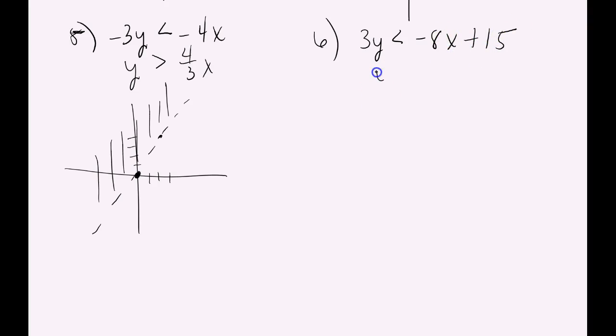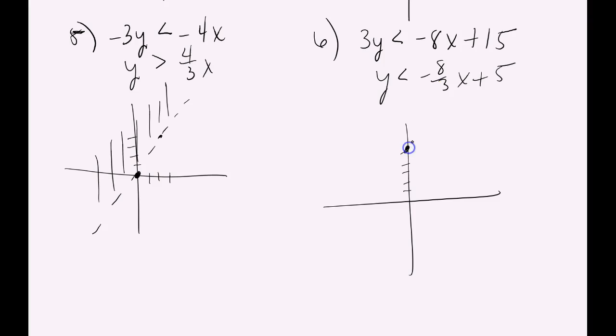Going to divide by 3, which is a +3, so you get to keep the symbol in the middle the same. I'm going to start at 5: 1, 2, 3, 4, 5. And I'm going to go down 8 over 3. Yikes. Okay. I'm going to do a dashed line again for the same reason as number 5.